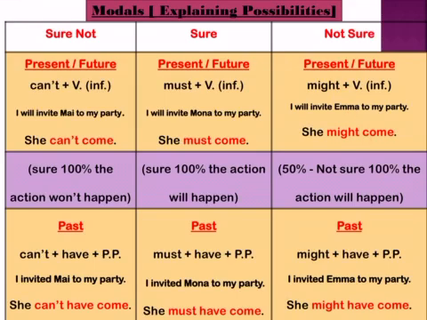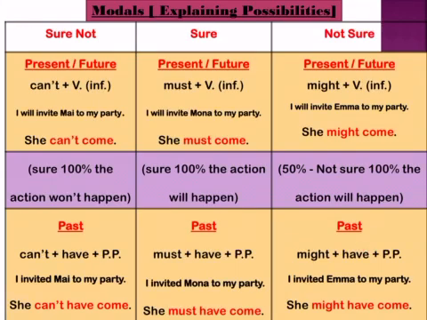She might come. In the past, for sure not, we use can't plus have plus the past participle. So I invited May to the party. She can't have come. In the past of being sure, we use must plus have plus the past participle. So I invited Mona to my party. She must have come. I'm sure. I was sure she would come to my party.